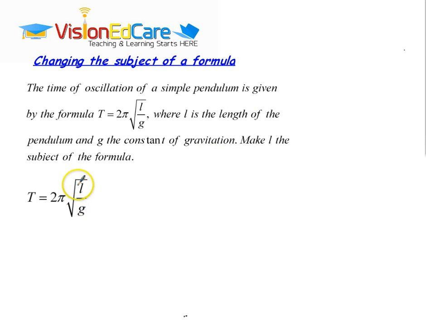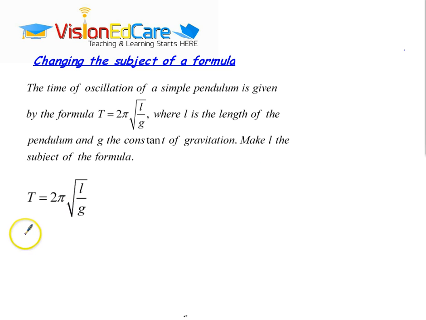Since this question involves a square root on the right hand side, it means that we need to get rid of the square root. In doing so, what we need to do is to square both sides of the equation. So let us square both sides. When I square the left hand side, I get T squared.